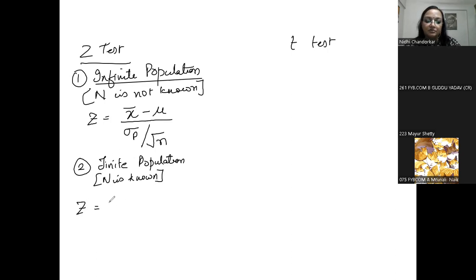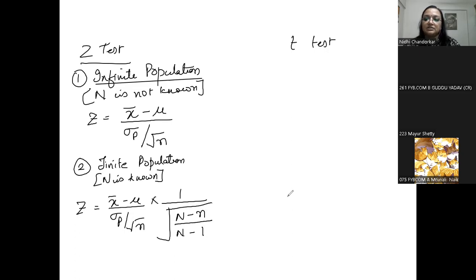That is, apart from this formula, which is for infinite population, we have to multiply one more thing. This is the formula for infinite population. We have to multiply it by the square root of capital N, that is population size minus sample size, upon population size minus 1. So this is the formula for finite population. Finite population means what? You know the population size. Infinite population means what? You do not know the population size.